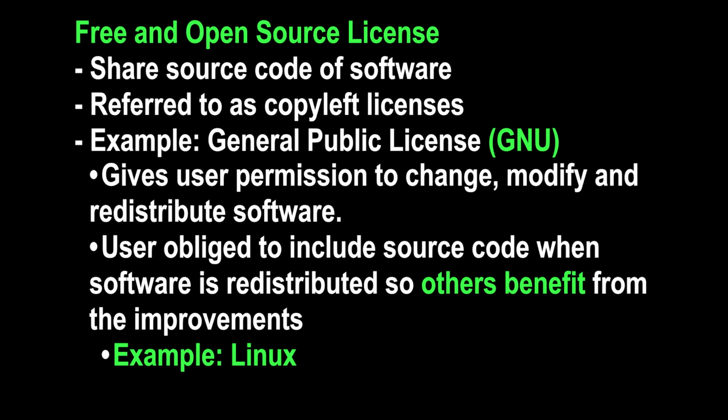Free and open source licenses share the source code of the software and are referred to as copyleft licenses. An example is the General Public License (GNU), which gives the user permission to change, modify, and redistribute software. The user is obliged to include source code when software is redistributed so others can benefit from the improvements.